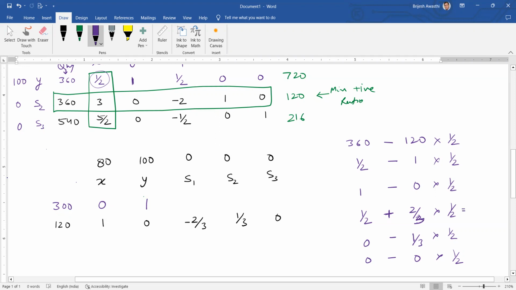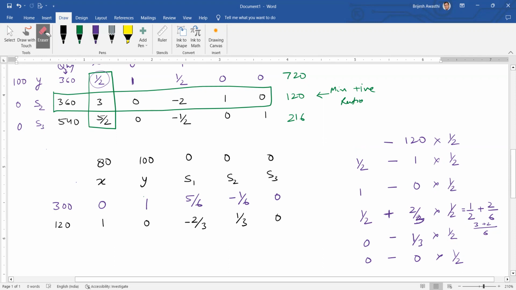Can I write it like this? Half plus 2 by 6, 1 by 3 is 2 by 6. I'm going to make 6 the LCM. So it becomes what? 3. And 3 plus 2 is what? 5. So 5 by 6. Yes or no? Yes. The next is what? Minus 1 by 6. Next is what? 0. Right?